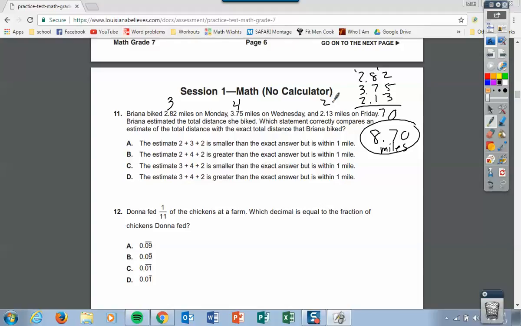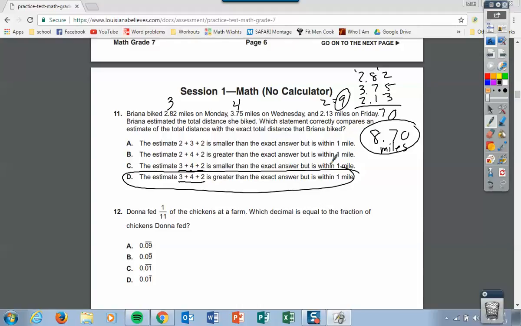So let's see if those estimates are here. Well, I've got the estimate of 3, 4, and 2. So I'm going to go with those two as the most likely. 3 plus 4 is 7, plus 2 is 9. So my estimate of 9 is greater than the actual value, but it is within 1 mile, and we get D as my final answer.